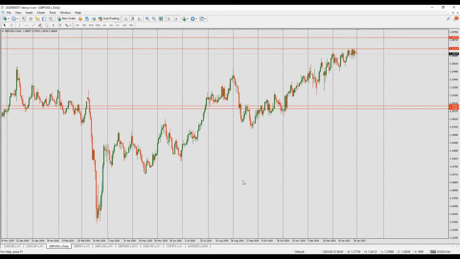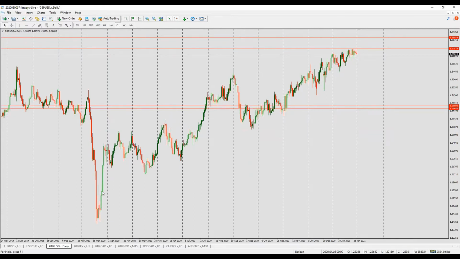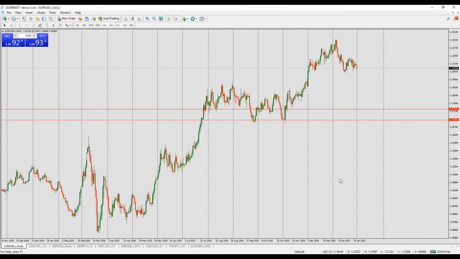All right, there are many other pairs that will give you a better and clear uptrend or downtrend on the short and the lower time frame. So the euro dollar, this is the daily chart.